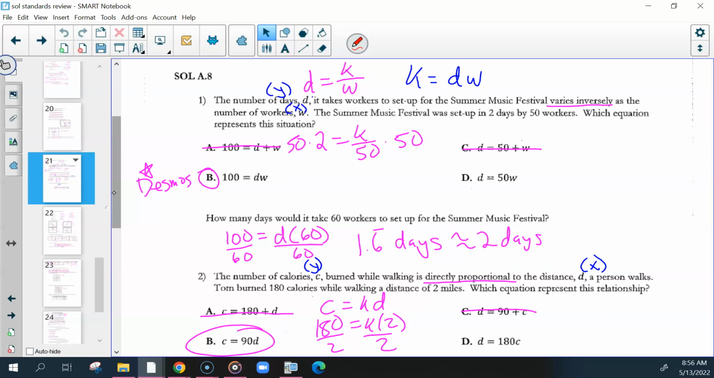Now, what you could also do is, if you eliminate these, you could graph these 2 and see, because we know it says varies inversely, which one makes a curve. This is the only one that would do that. So if you know that inversely curves, then that would also help you find that answer.